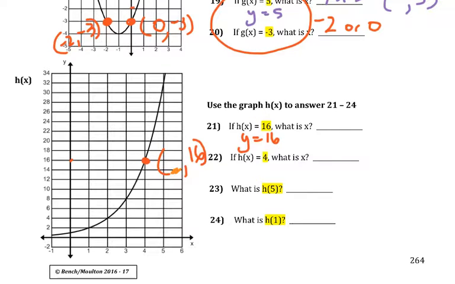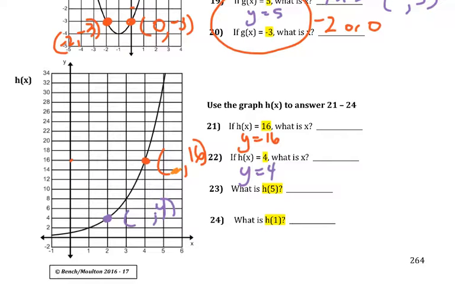On the next one, it says if h of x equals 4, so if y is equal to 4. So you're going to go on your y-axis to 4 and find the graph. So your job is to tell me what number goes in the x spot of your ordered pair.